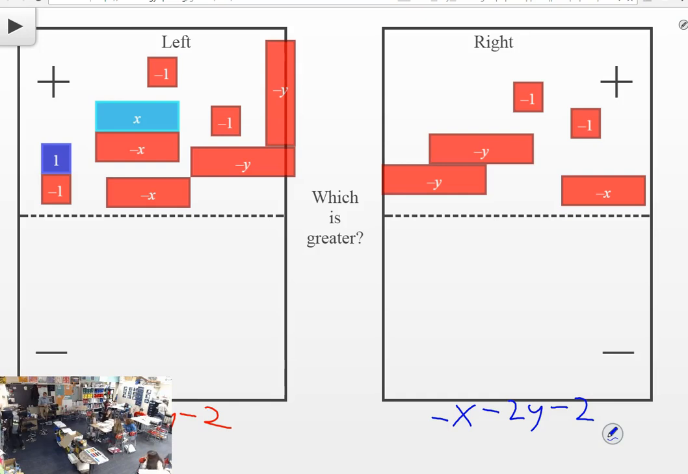Are you good, Alex? Do we agree with what Alex has? Negative x, negative 2y, negative 2? Yes. Pairs, non-pairs. I like it. Do we agree with the right side? Now this is even harder. Which one's bigger?